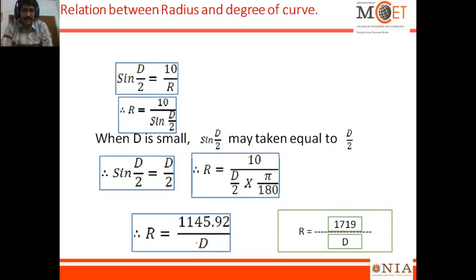you will get 1145.92 by D. If you use the 30 meter chord, you will get the radius equal to 1718.78, which I have rounded off to 1719 by D. So in both ways you can determine the radius of the curve. If the degree of the curve is given, you can determine the radius. If the radius is available, you can get the degree of the curve based on the standard chain length of 20 meter or 30 meter.